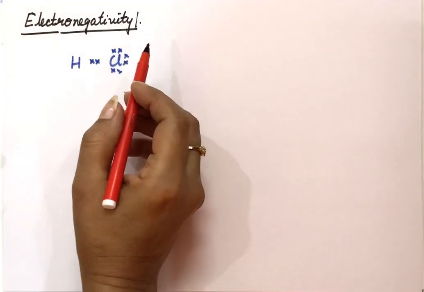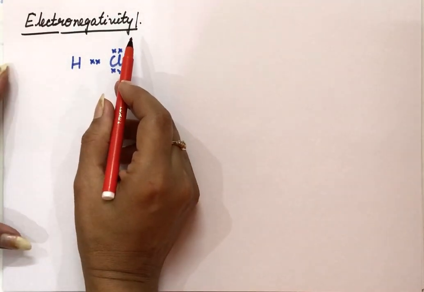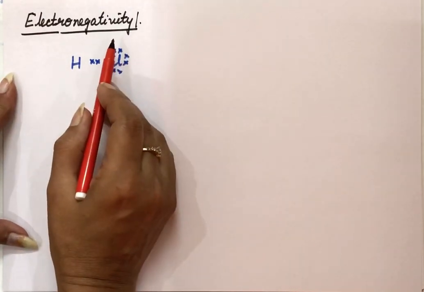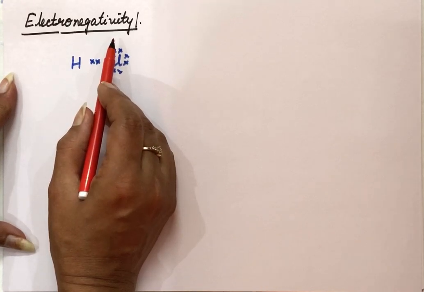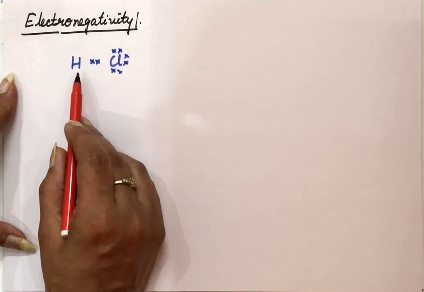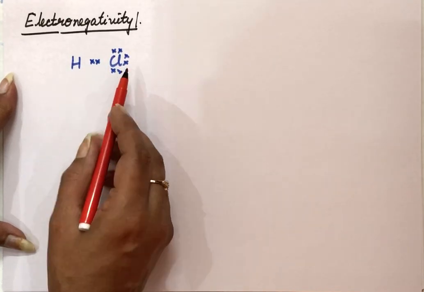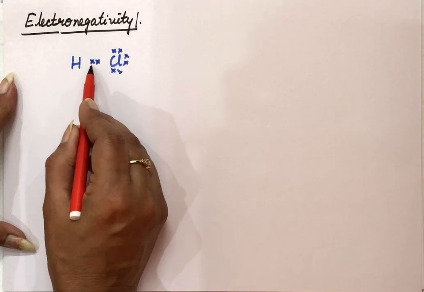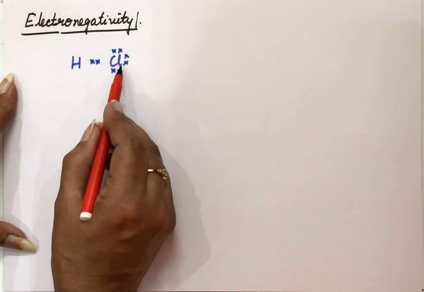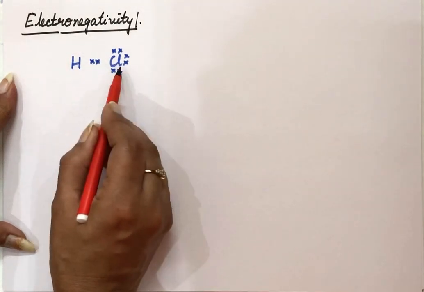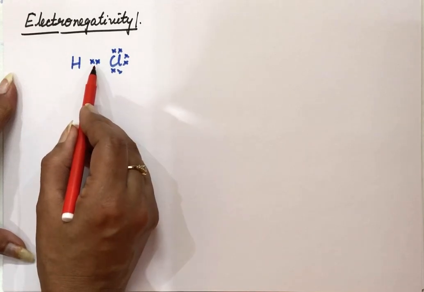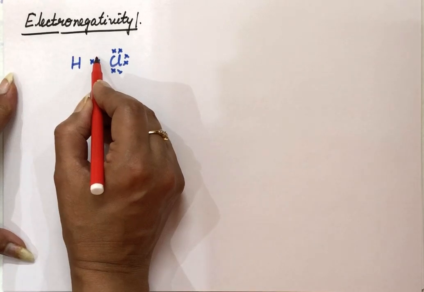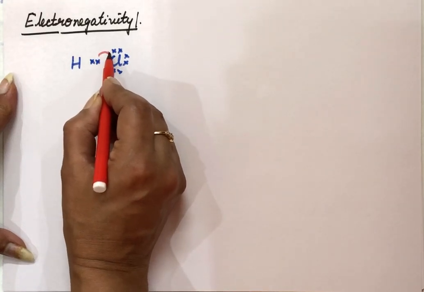Our next topic in the covalent bonding chapter is electronegativity. Electronegativity is the tendency of an atom to attract the shared pair of electrons to its side. For example, if we take HCl, then we have one shared pair of electrons between the H and Cl atoms. Out of the two atoms, Cl has more tendency to pull these electrons to its side. So it is pulling the electrons to its side.